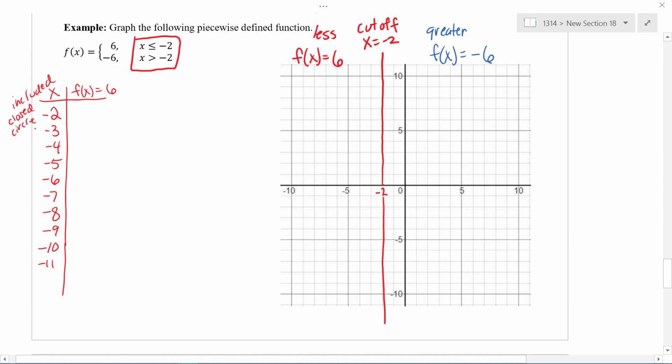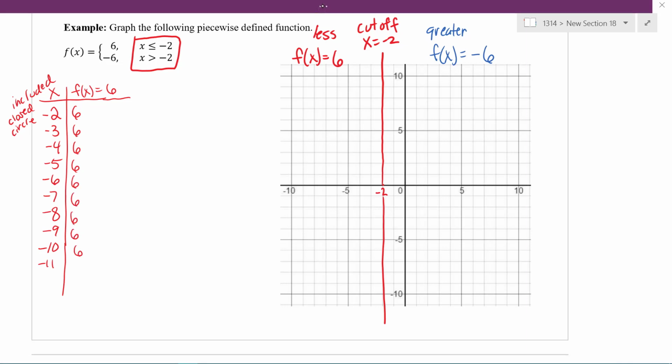Now what's really nice about this piecewise function is that there are no x values to plug in. When we plug in the x values, we just get one answer. That's called a constant. We just get 6. Okay. So this is really nice. We're going to get 6 all the way down for all of these values.